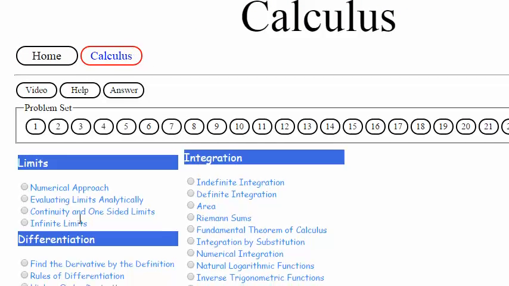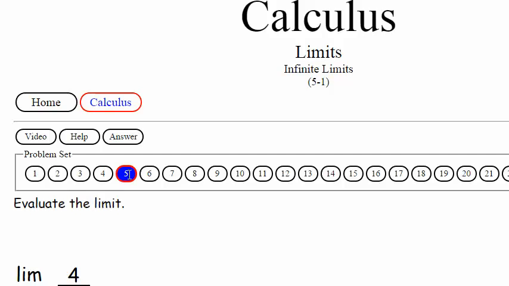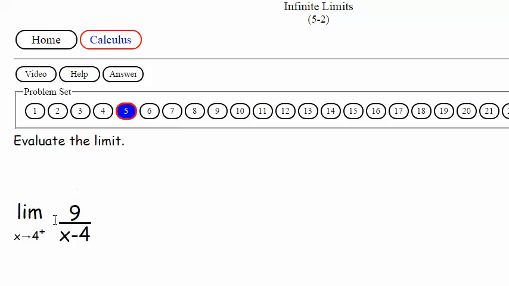Click the calculus button. Let's go down to infinite limits, and that's the button we need to push. We need to get 5, 2 to come up, and we did. It says evaluate the limit. We got the limit as x approaches 4 from the right hand side of 9 over x minus 4.